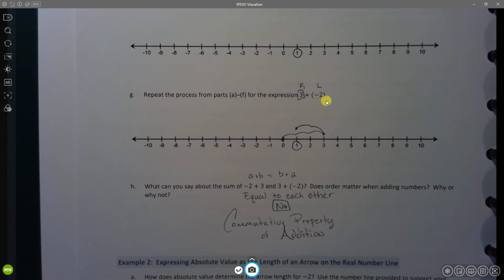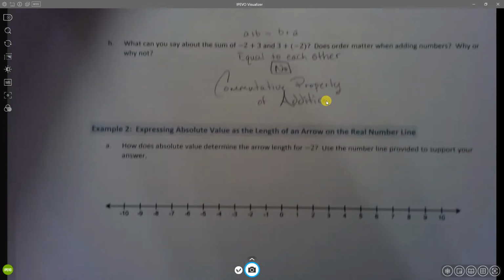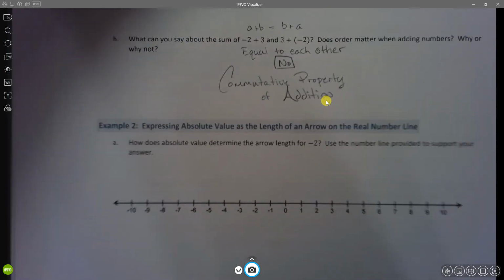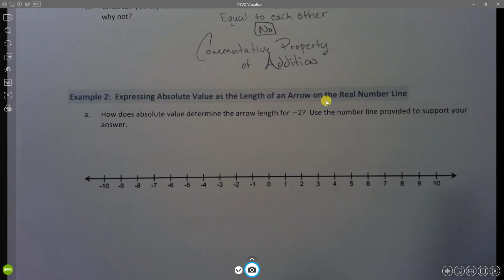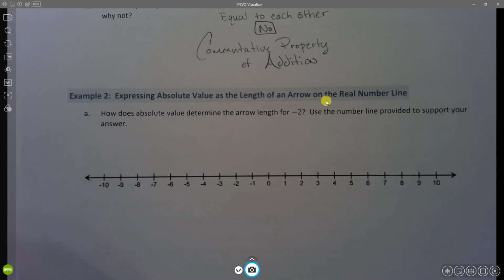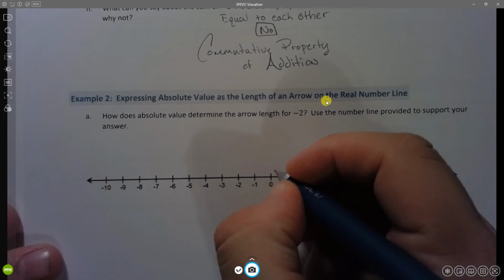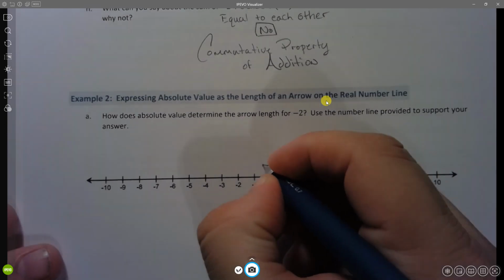All right, so let's look at exercise 2, example 2, expressing absolute value as the length of an arrow on the real number line. How does absolute value determine the arrow length for a negative 2? Use the number line provided to support your answer. Now if you remember, absolute value is the measure of distance from 0 to the corresponding number. So I want to know the distance from 0 to a negative 2.